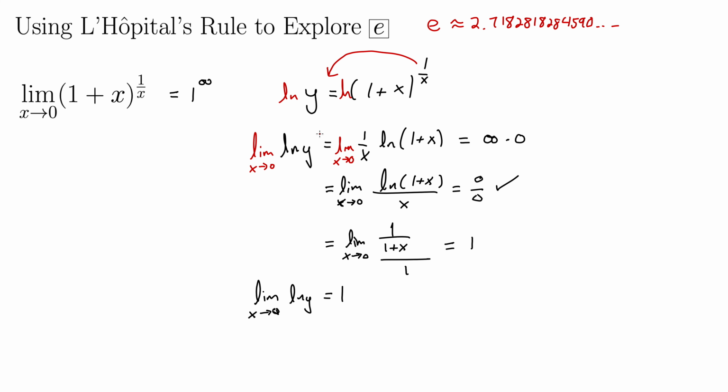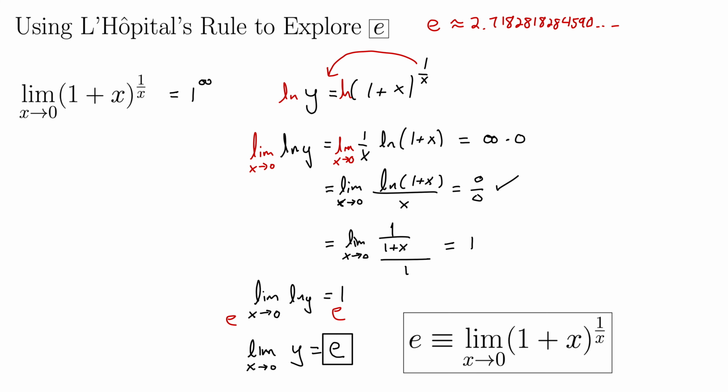I'll take both of these base e. Because e is continuous, it can move inside the limit. So we get the limit as x goes to 0 of e to the natural log y. Well, that's simply y, because e and natural log are inverses, they undo each other, equals, on the right hand side we have e to the 1, which is e, which is the result we were hoping for. We can then go so far as to say e is defined as the limit as x goes to 0 of the quantity 1 plus x to the 1 over x.